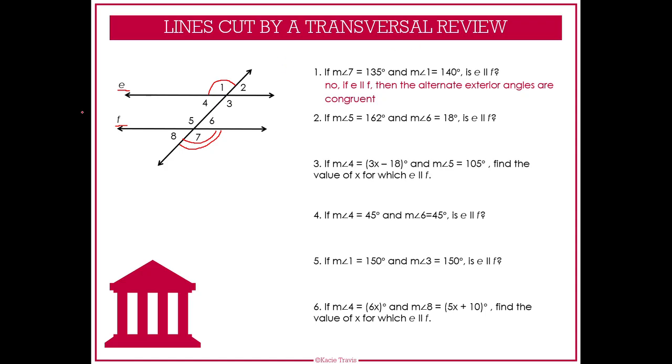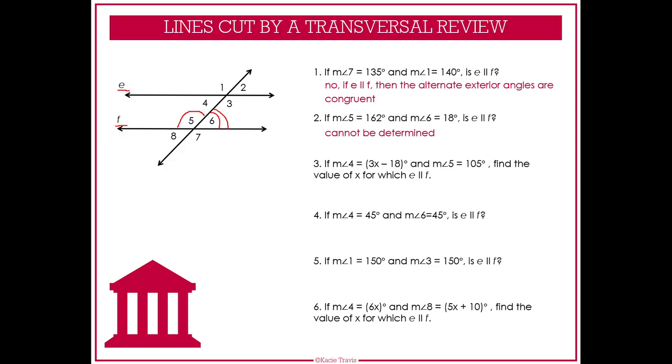All right, let's get into our next one. They give us angle 5 and angle 6. If angle 5 is 162 and angle 6 is 18, is line E parallel to line F? Our question should be, do we have an angle on both of our lines? Angles 5 and 6 are both on line F, but we don't have any angles up here on line E. So really, we can't determine this. We don't have enough info. We need info from both of the lines so we can make this work.